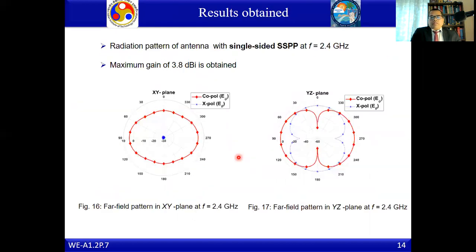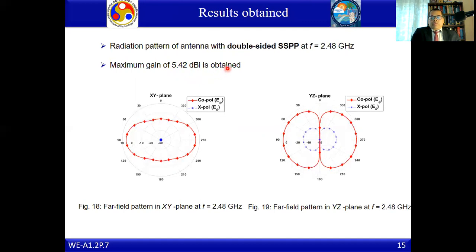We have observed the radiation pattern, and you can see that the maximum radiation is now happening around 270° and 90° when we have placed single-sided SSV structures. You can also observe the cross-polar level here. The cross-polar level for the single-sided SSV structure is around minus 15 dB down, and the gain is around 3.8 dBi. There's a slight improvement in gain with respect to the omnidirectional radiation pattern we considered in the previous case.